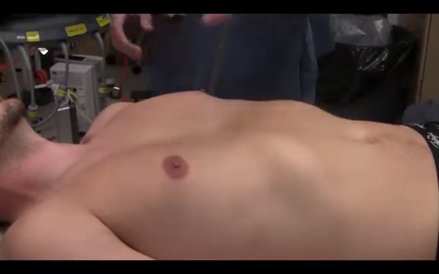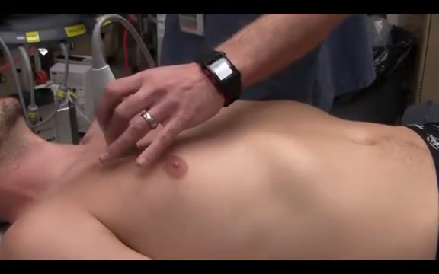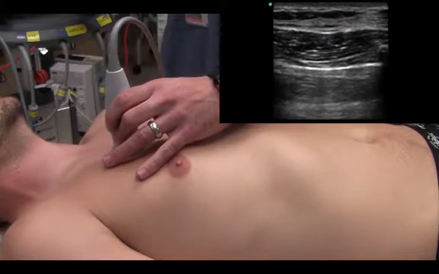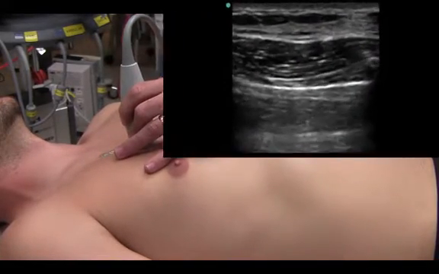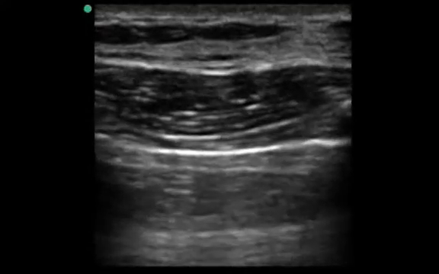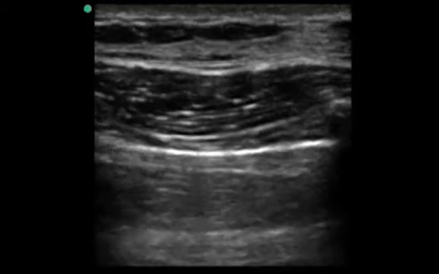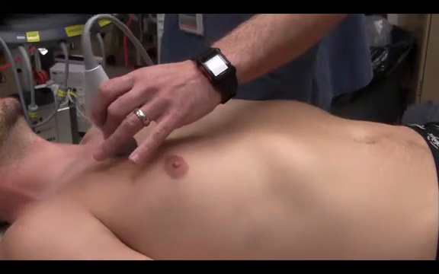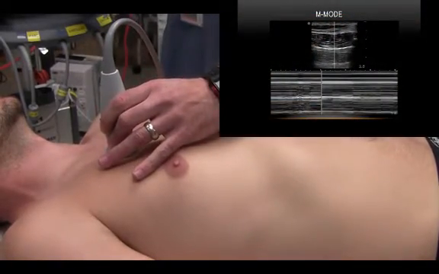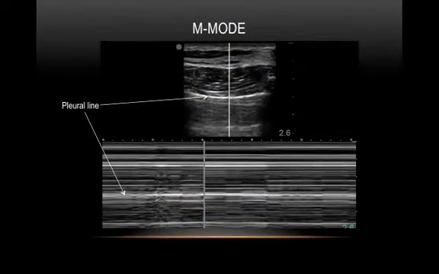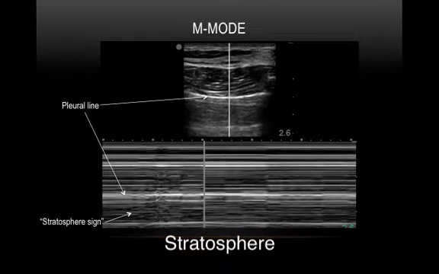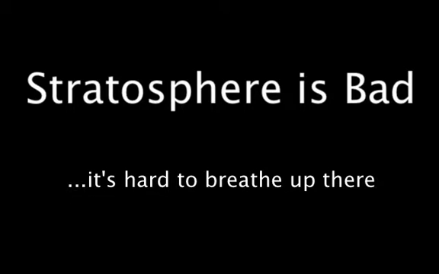If instead, you put the probe on the chest, and you see a flat, white pleural line, no B lines, no lung sliding, this suggests there's a pneumothorax. Again, confirm it. Step into M mode and generate an image that looks like this. Now again, the absence of movement is seen as horizontal straight lines, giving it the stratosphere sign, looking sort of like a barcode. Stratosphere is bad. It's hard to breathe up there, like with a pneumothorax.